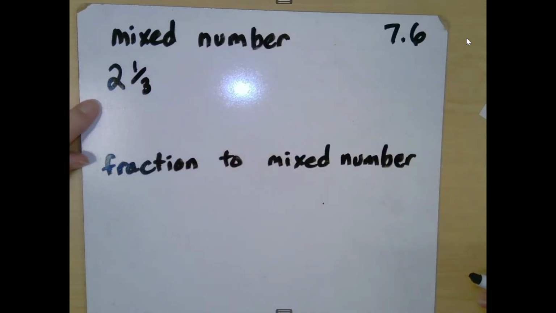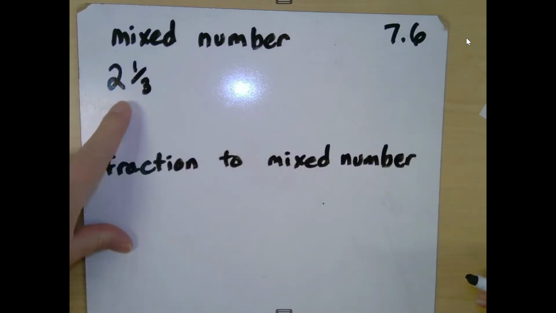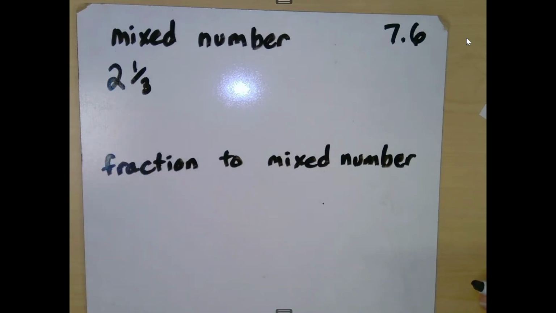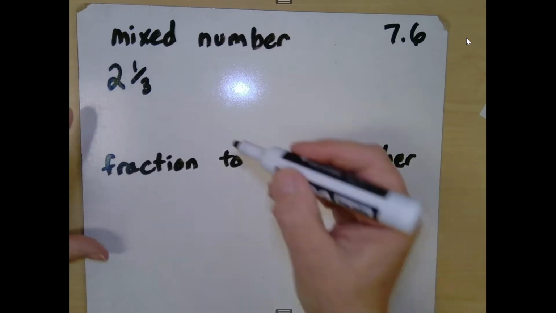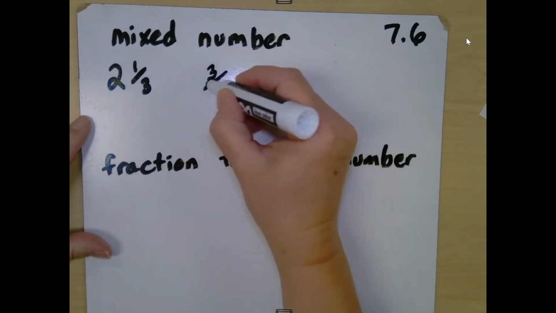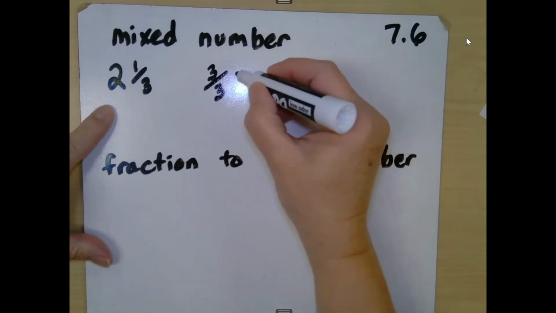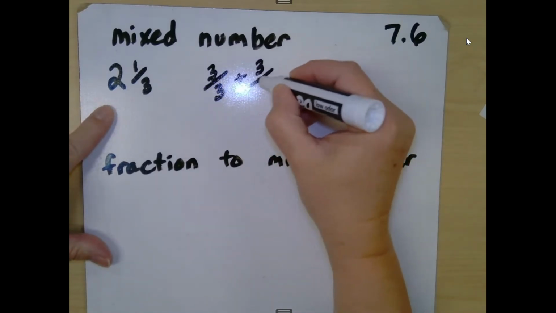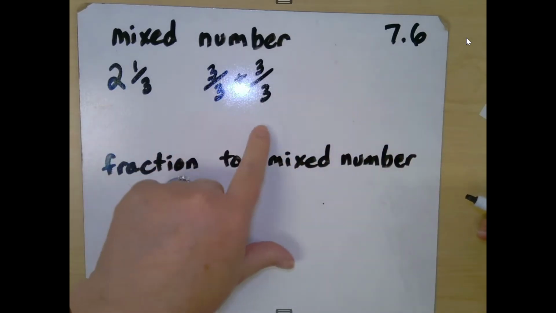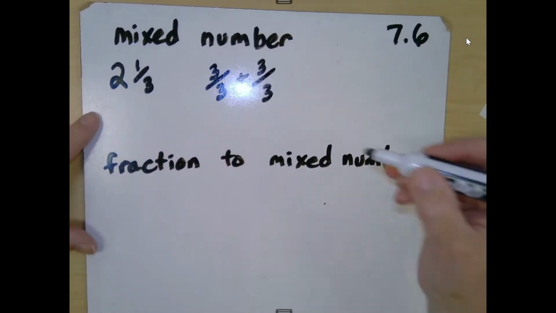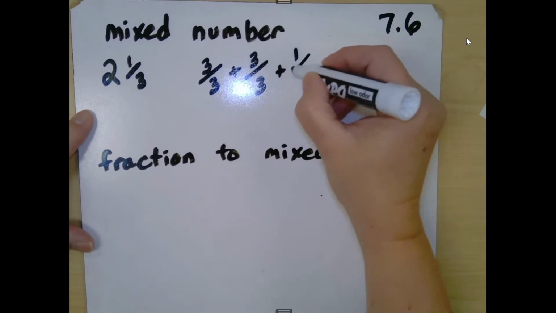So that's a mixed number. It's got a whole number and a fraction. Now, if this is 2 1/3, one whole would be 3 out of 3, but it says we have 2 of them, so we also have another 3 out of 3, so that's 2 wholes, plus we have the 1/3.